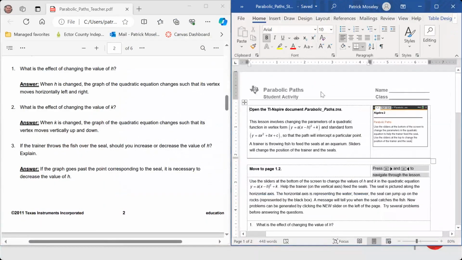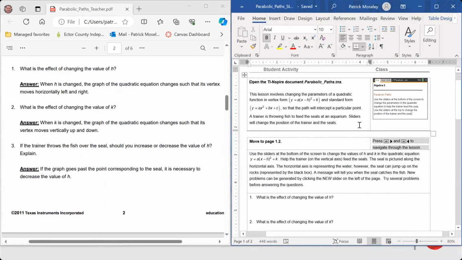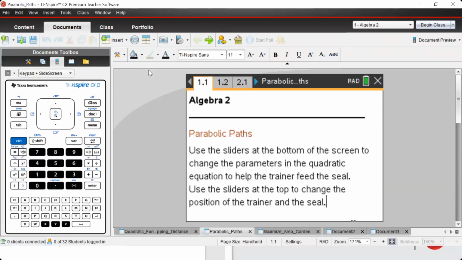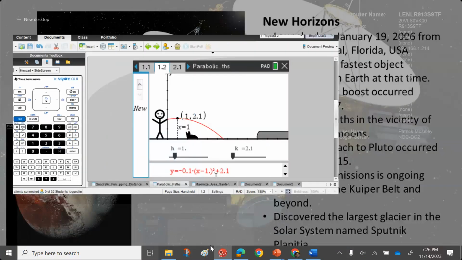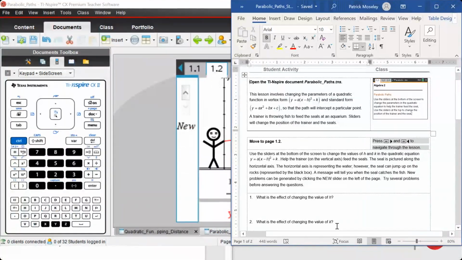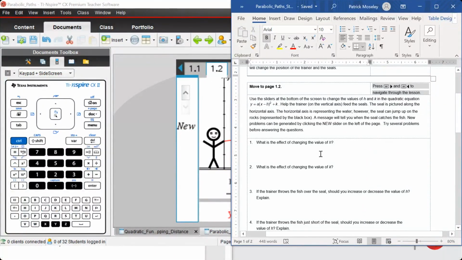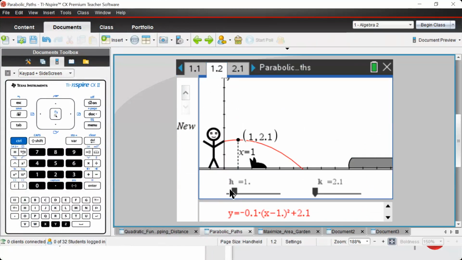Here is what the students would get if you were to print out the worksheets and give them the worksheets. Actual instructions, move to page 1.2. So they would go to their calculator, move to 1.2. Following the directions, what is the effect of changing the value of h? They go back, they change the value of h.